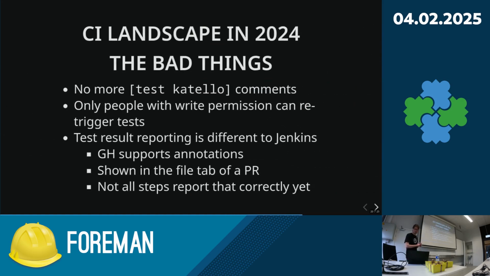Some of the changes here, I didn't update the date because it was the reflection back then, but I think we're still here. We don't have the test catalog comments anymore. It's listed as a bad thing here, but it's also a good thing: it's less noise on the PR itself. The bad thing is that in the past, a lot more people could re-trigger the tests. Now it's limited to only people who actually have write access, so that's a bit limiting. Technically, as an author, you can just push again, but that part is not as nice.